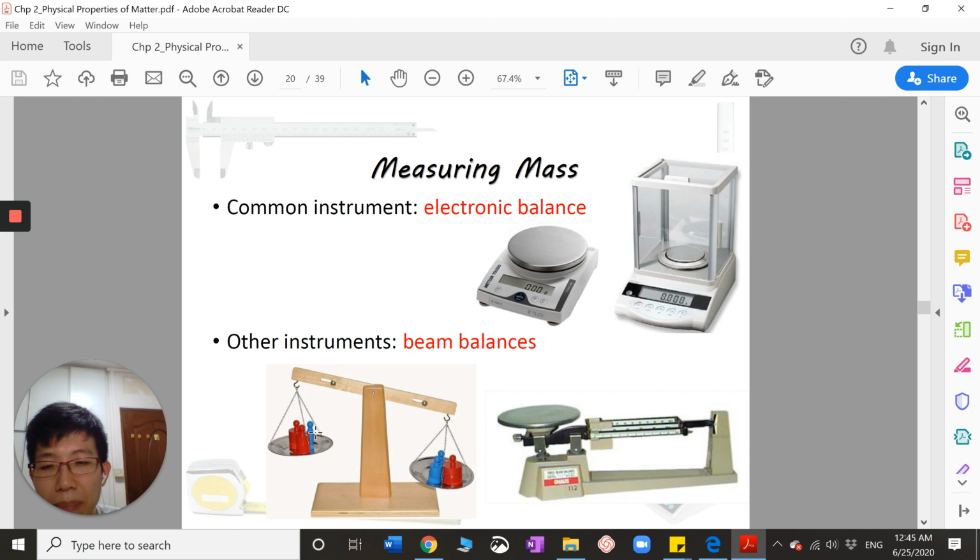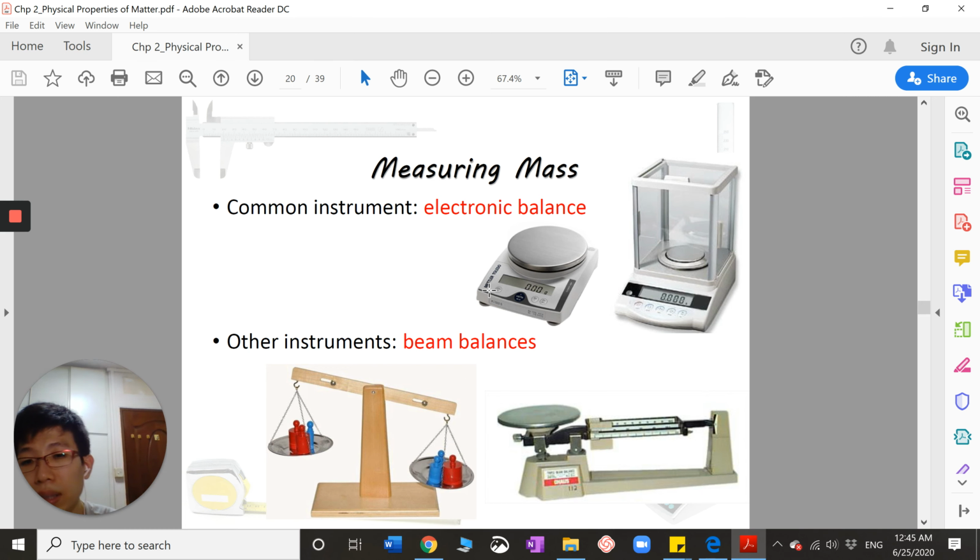Okay, so this one is a beam balance. Basically, we are trying to balance the weight using a weight of something that we know. For example, if we know that one side is 2 kg, so we try to add. So when we add things on the left side, we will try to add more weights of known mass in order to find out what is the mass of the unknown thing.